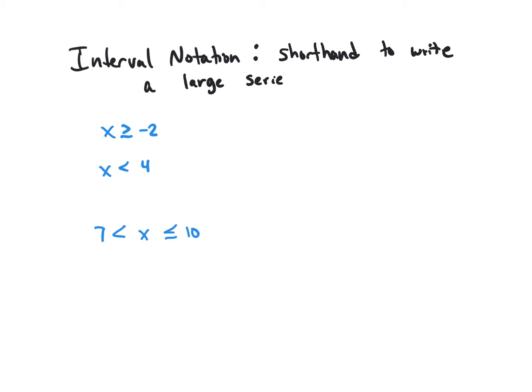Because if I look at some of my examples I've put here, like x greater than or equal to -2, there are infinitely many numbers that are greater than or equal to -2. Every positive number is greater than -2. -1 is greater than -2. 0 is greater than -2. So there are a lot of them.